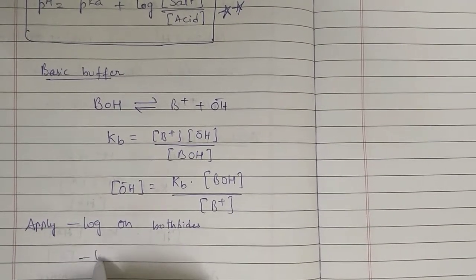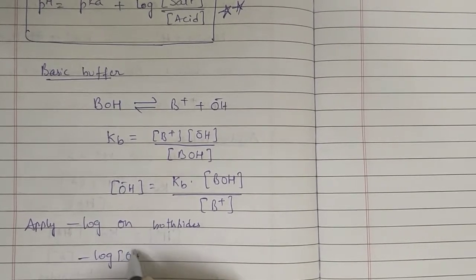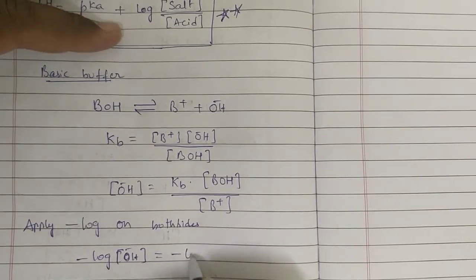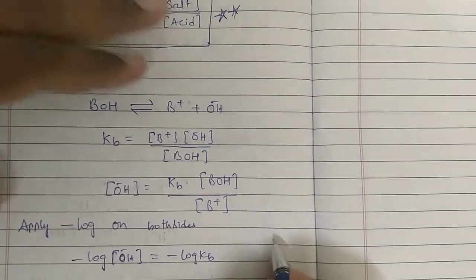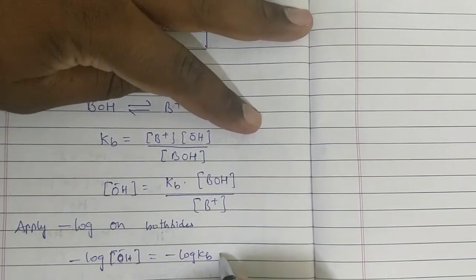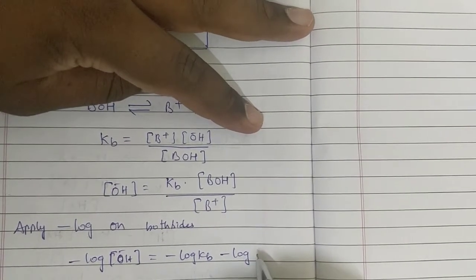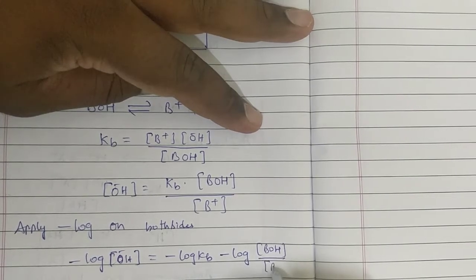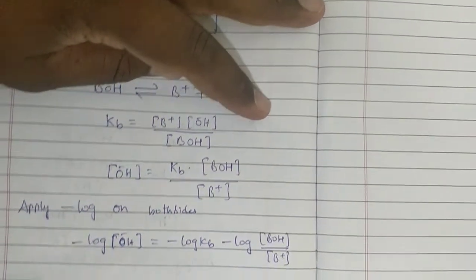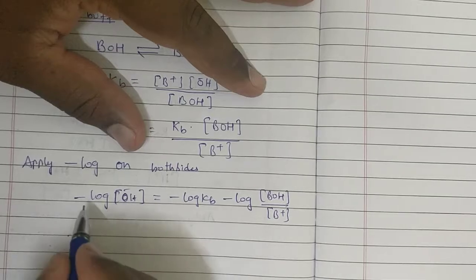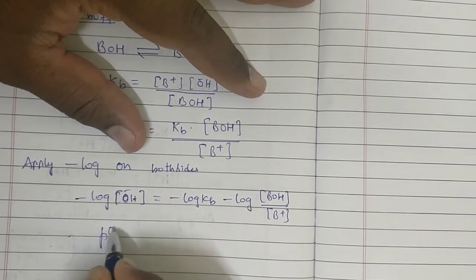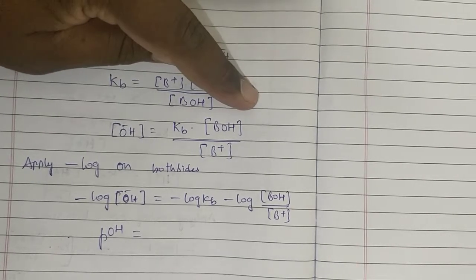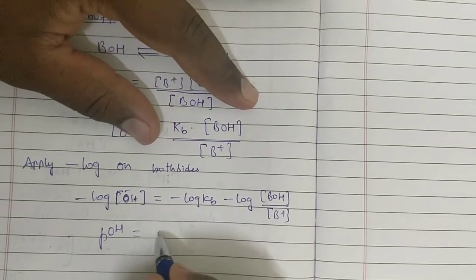You will get minus logarithm of OH minus ion is equal to minus log Kb minus log concentration of BOH divided by concentration of B plus. In the same way as previously, minus log OH minus ion is called POH. Minus log Kb is called PKb.